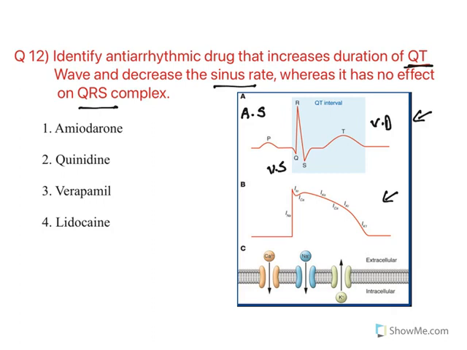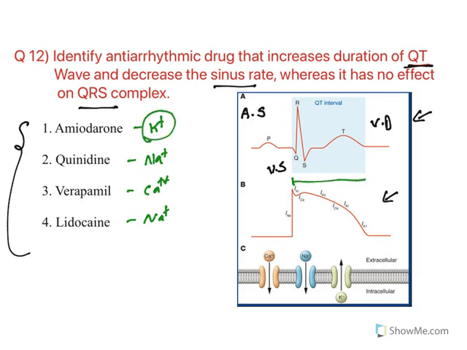Now see, look at them. Arrhythmia can be treated by all kinds of these drugs. Amiodarone is a potassium channel blocker. Quinidine, sodium channel blocker. Verapamil, calcium channel blocker. Lidocaine, again sodium channel blocker. Now among all of them, potassium channel blockers will increase this QT duration. Why? See, potassium channels will be acting here.